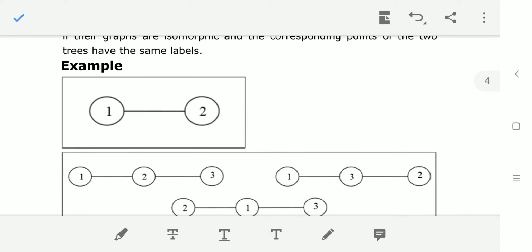This is the example. You can easily see and easily understand it.